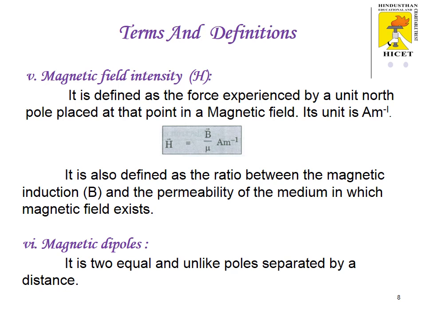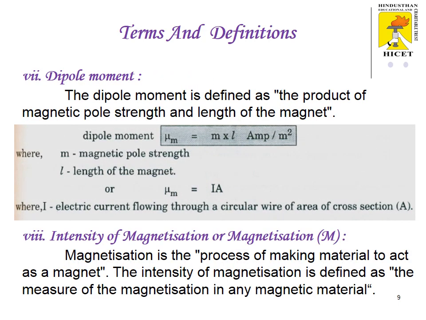The sixth definition is magnetic dipoles. It is two equal and unlike poles separated by a distance. The seventh definition, dipole moment. The dipole moment is defined as the product of magnetic pole strength and length of the magnet. It is denoted by mu suffix m is equal to m into L. Unit is ampere meter square.